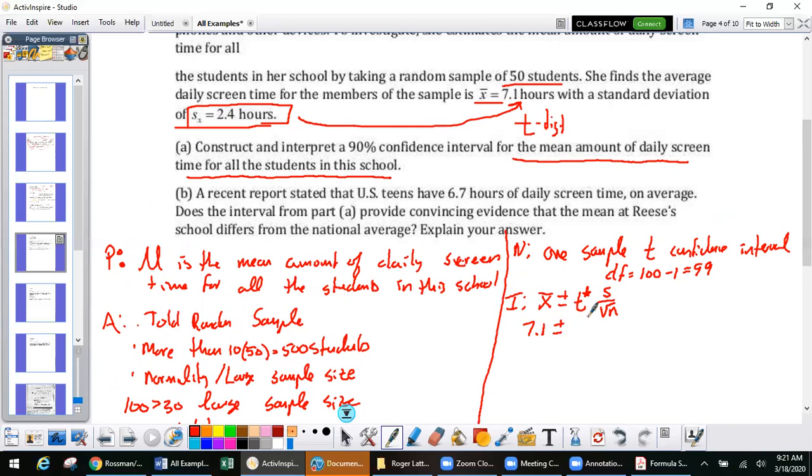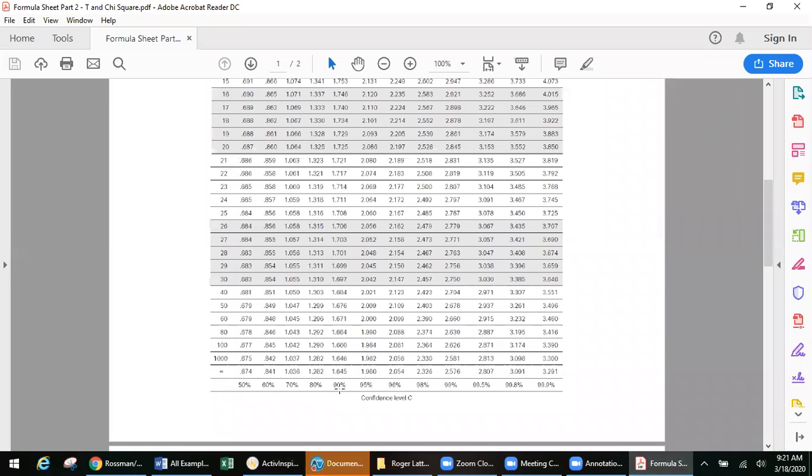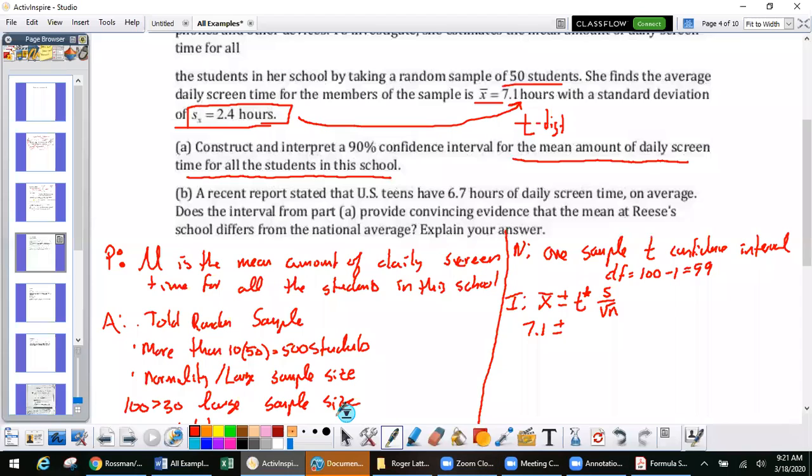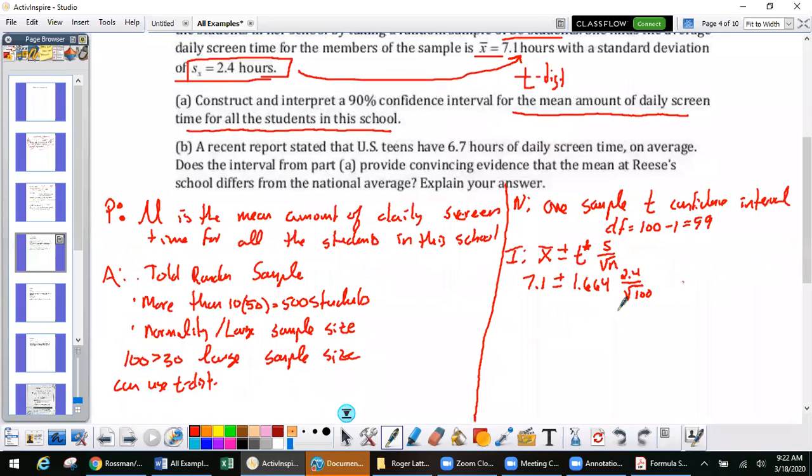Okay, I need my critical value. So I need to go to my t distribution sheet. I have 90% confidence. My degrees of freedom was 99. Now, even though it was 99, I still have to go all the way down to 80 because that's the next closest one. So you always round down in the table. So it'd be 1.664. And it'd be s, which is 2.4, over the square root of 100. Now just be careful, that's n there. A lot of times I see people make mistakes with that.